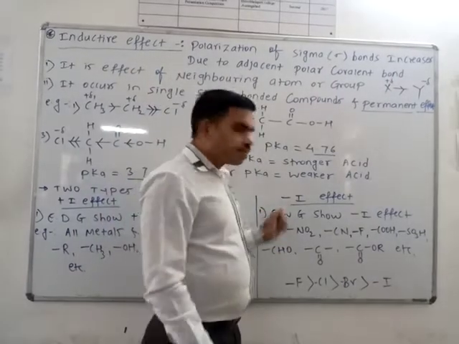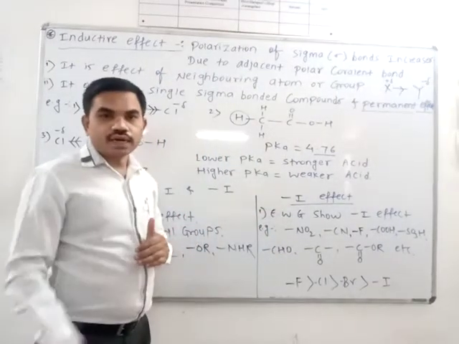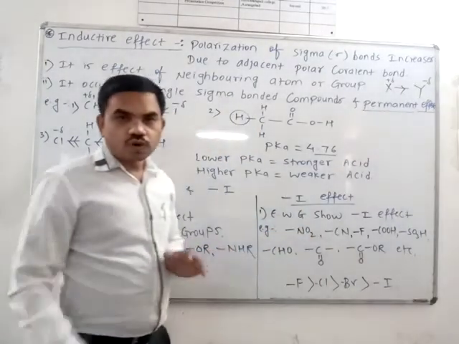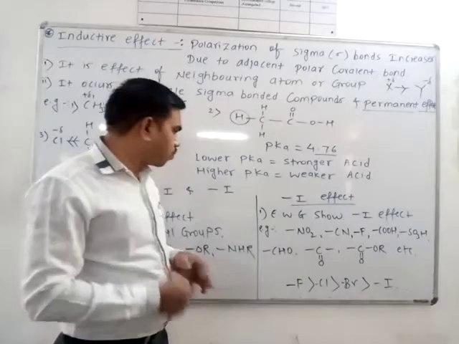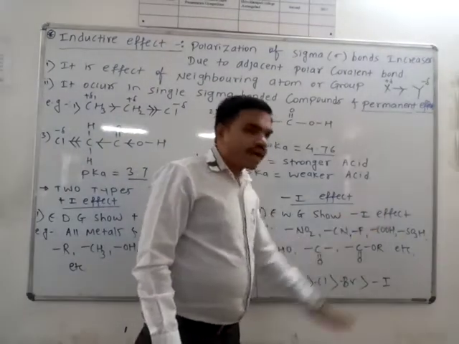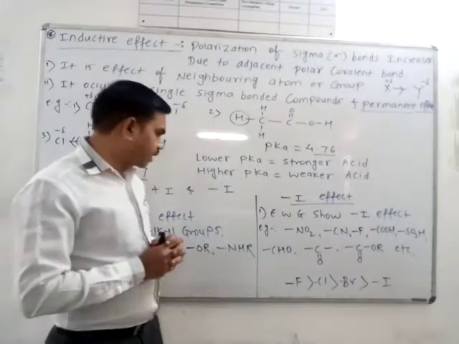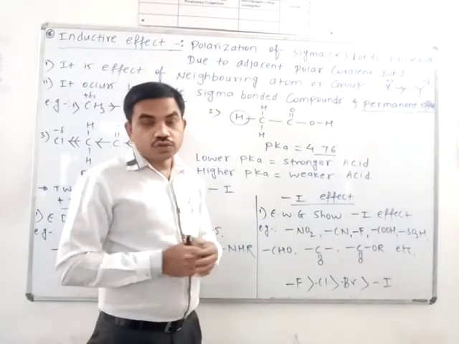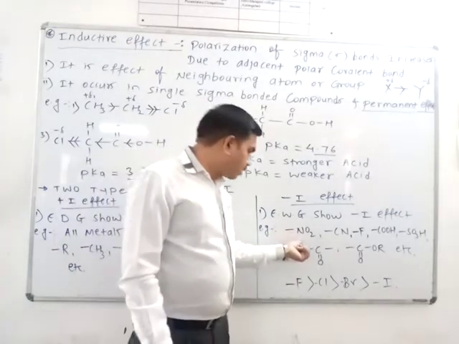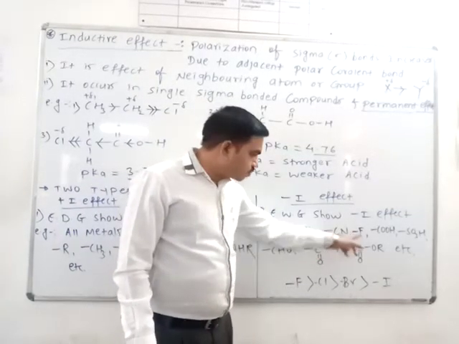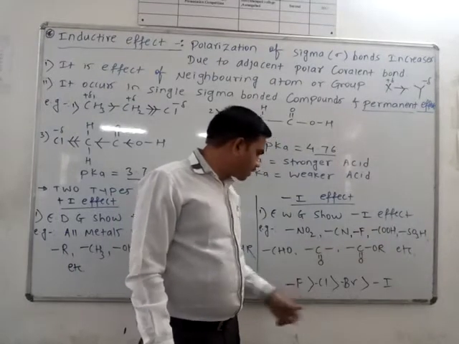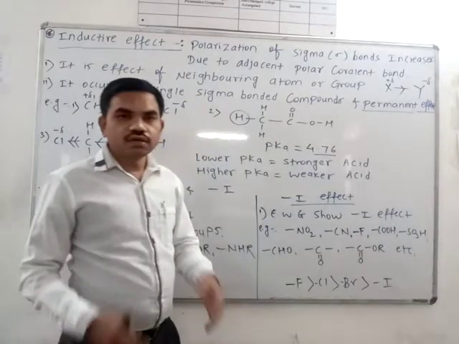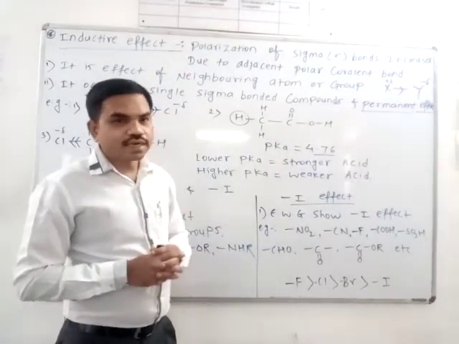Exactly opposite of this, minus I, that is negative inductive effect. So electron withdrawing group, EWG, means what? Withdrawing or acceptor groups show minus I effect. Okay. So which groups generally show the minus I? There are a number of groups, like you can see here: nitro, NO2, cyanide, fluorine, acid, sulfonic acid, aldehyde, ketone, ester, etc. These are the groups which show minus I effect.